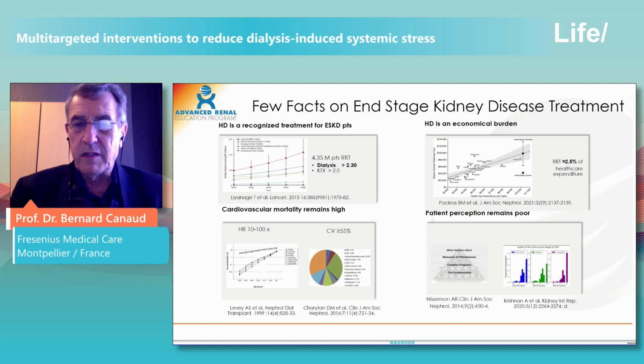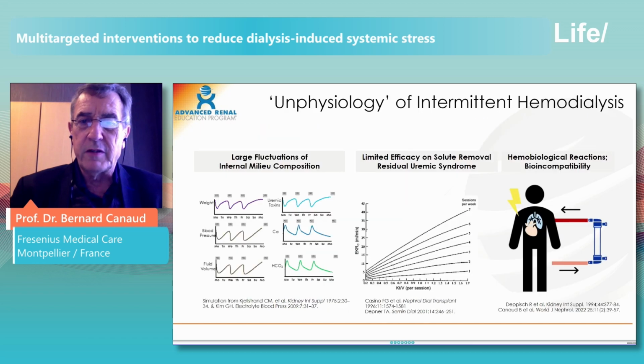And the last point, which is not the least one, is patient perception. This is just to show that the quality of life, depending on what study you take, is 50 to 60% less as compared to the general population. So something has to be done to improve this.